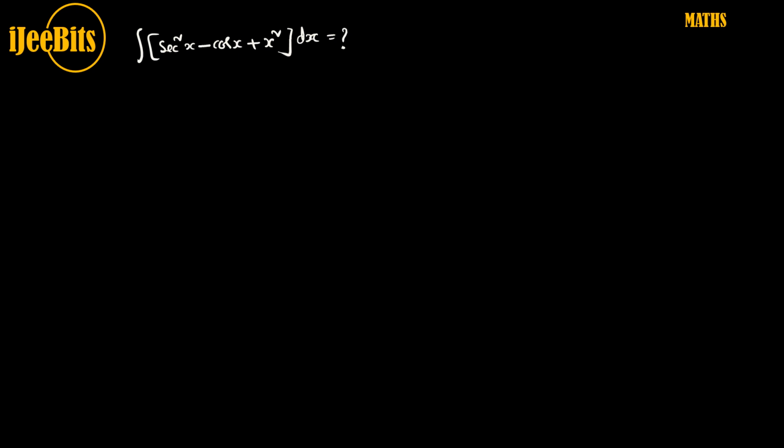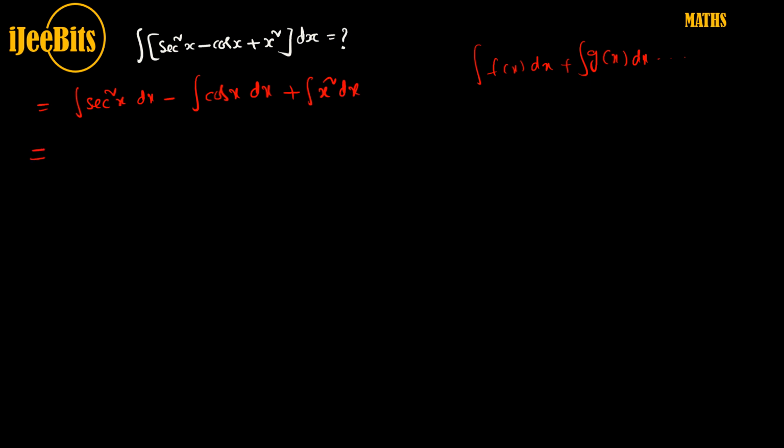Integration of secant square x minus cos x plus x square, dx. This is a kind of f of x dx plus g of x dx. So this is the form. So you apply integration individually. How do you rewrite this one? Integration of secant square x dx minus integration of cos x dx plus integration of x square dx. Three sub-functions. You solve one by one.